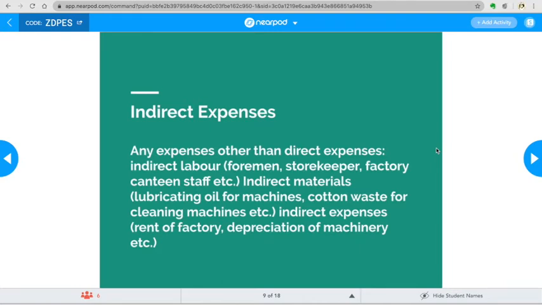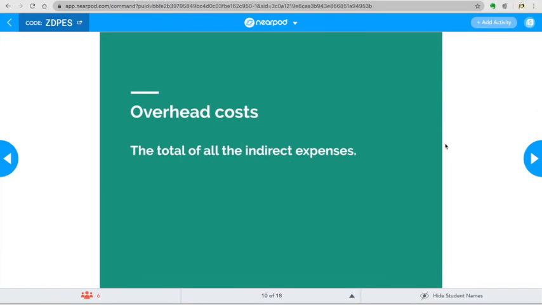Rent of factory, depreciation of machinery, all of these come under indirect expenses. Moving on. Overhead costs: the total of all the indirect expenses, like factory overheads. Then you have quite a bit of other overheads also coming your way.